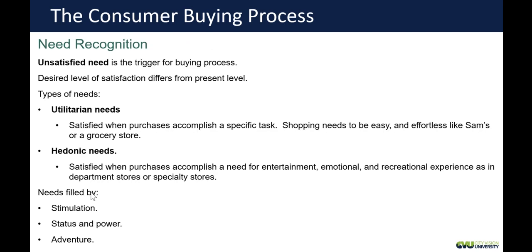As we talk about the need recognition stage, again, there's this unsatisfied need. There's a trigger, something that says, hey, I need this, right? And we begin this process. Now, generally, we have two different types of needs. We have utilitarian needs, which are satisfied when you accomplish a task, or you need something very specific. So you're just purchasing to meet that very basic need. Shopping is pretty effortless and easy, and you can go to Sam's or something like that.